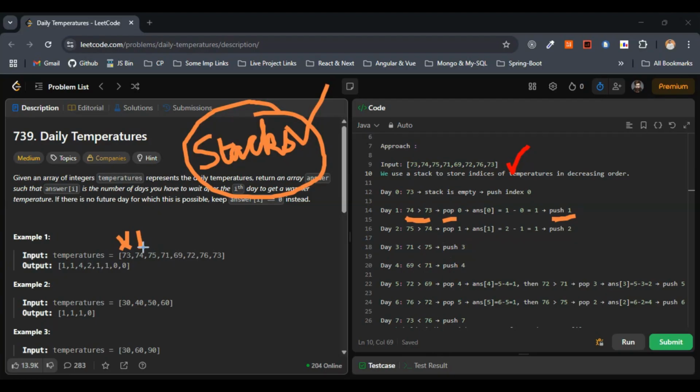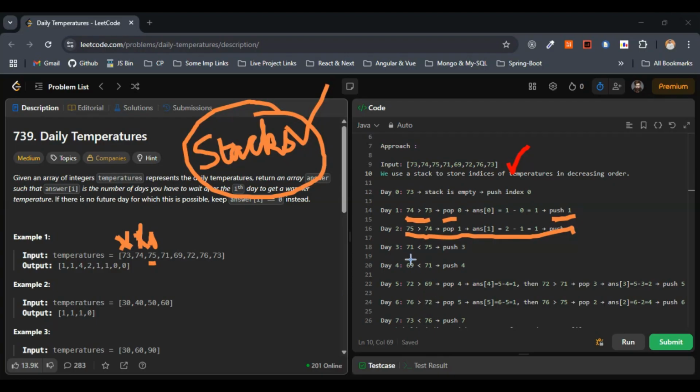Next, we'll pop this one, the 73 part is done. Now the current number is 74 and we'll compare with 75. Is 75 greater than 74? Yes, it is. Again, we will pop, this time 1, not 0. 74 is popped, right? So now, again, we will push 2. Push 2 means this one, 75 here.